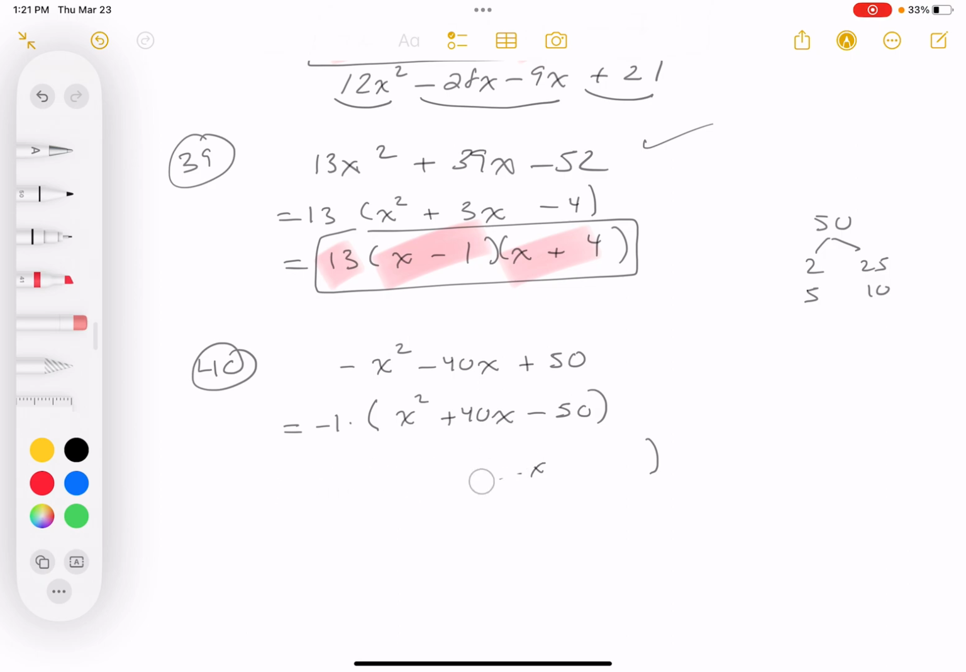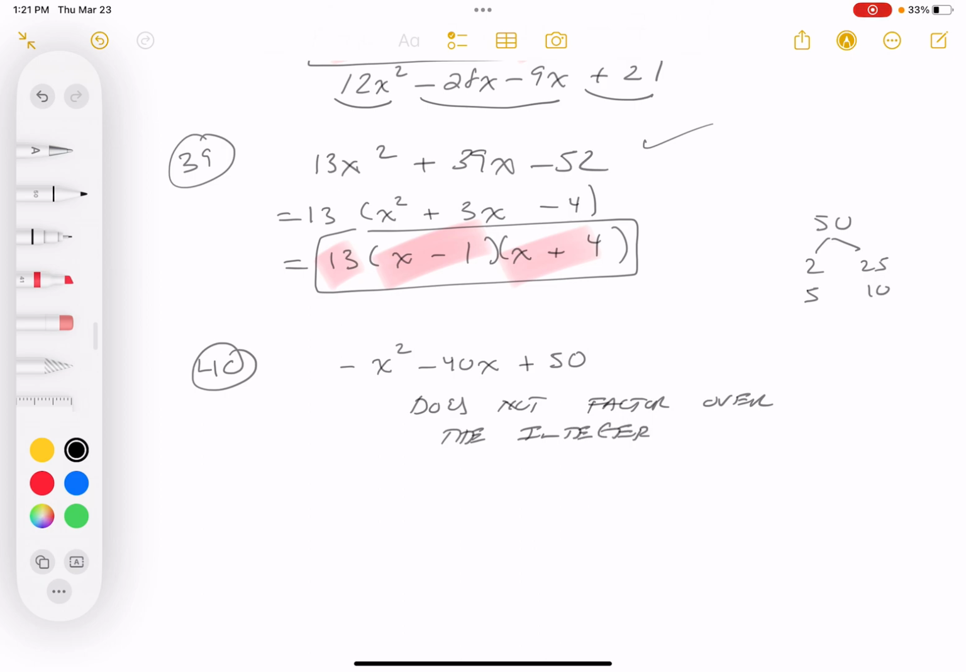So let me erase this over here. And I'm going to say this guy here does not factor over the integers. I'll write that down for you. Does not factor over the integers. Again, if you're not ready to go here with looking for roots using the quadratic formula, you'll have to wait. But I'm going to use the quadratic formula to find the roots, and then we'll be able to factor the problem, by the way. All right?